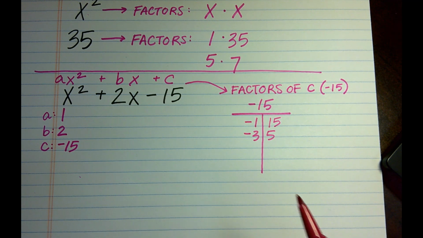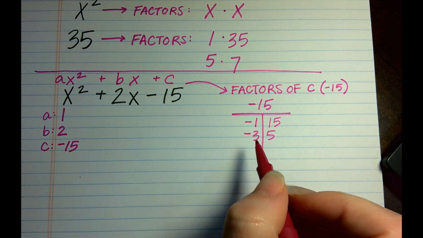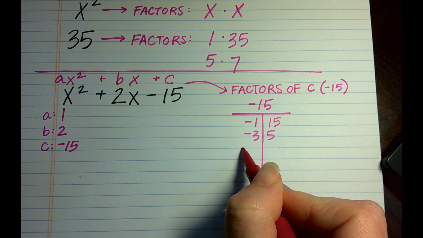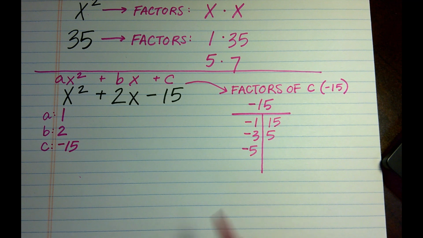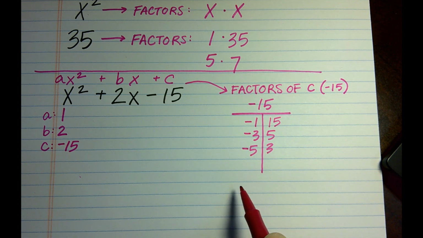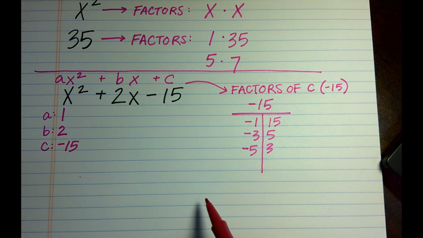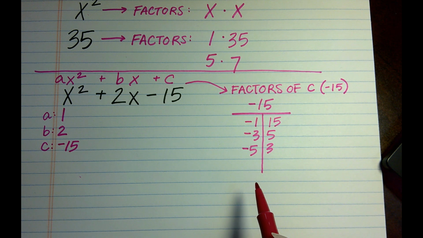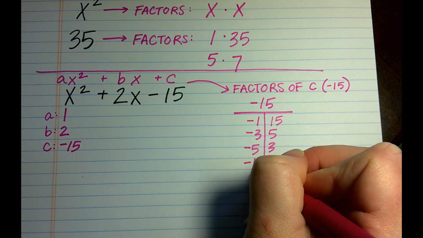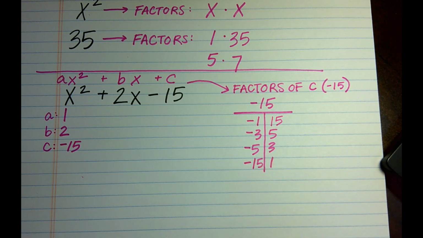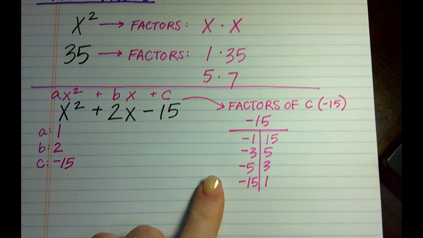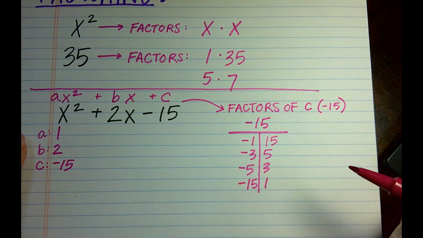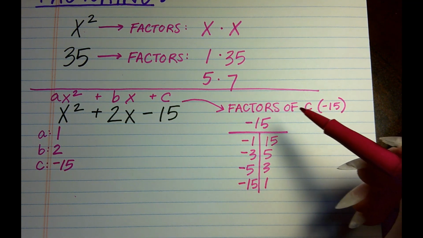Okay, can I do 4 or negative 4? No. Can I do negative 5? Yes. Negative 5 times what? Times 3. Good. Okay, let's see. Can I do negative 6, negative 7, negative 8, negative 9, negative 10, 11, 12, 13, 14, negative 15? Yeah, we can do that. Negative 15 times positive 1. Good. So the first step is labeling your ABC and finding your factors of C.